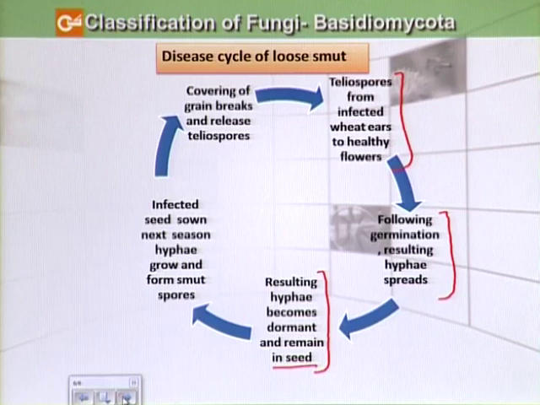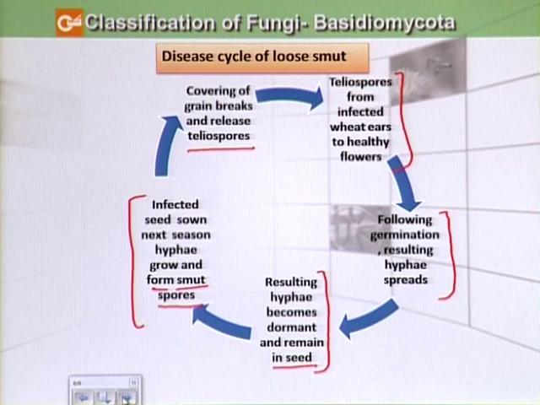Consequently, in the next stage the infected seeds, when sown in the next season, cause the formation of smut spores in kernels, and when the covering of the grain breaks, they release teliospores, and in this way the cycle continues. They cause enormous losses to the wheat crop, and thereby they are very important fungal species.